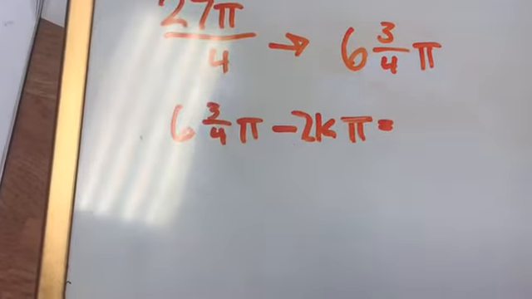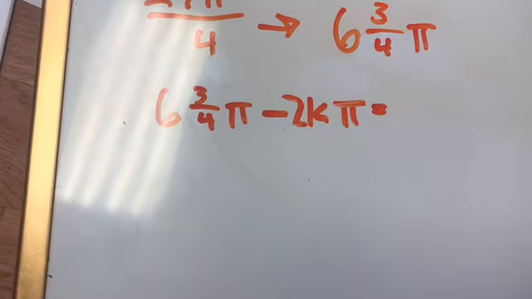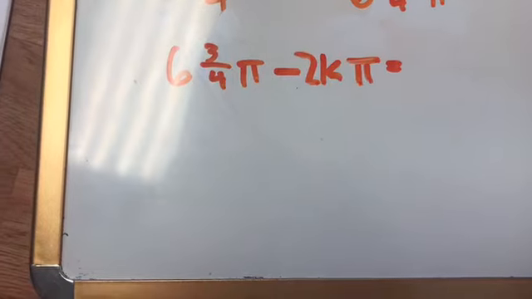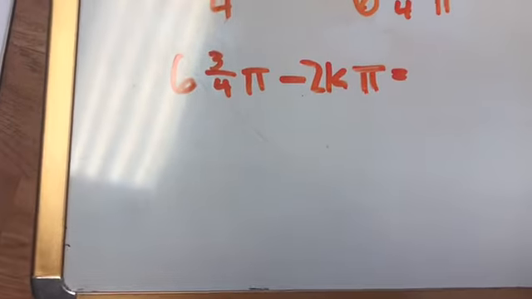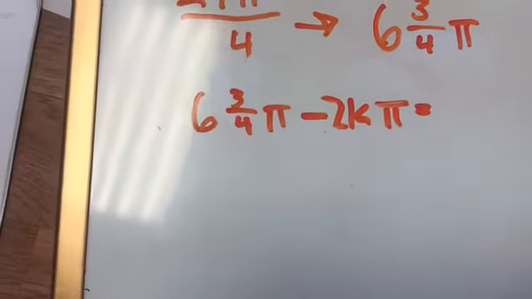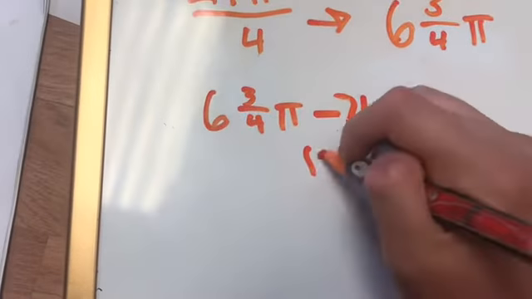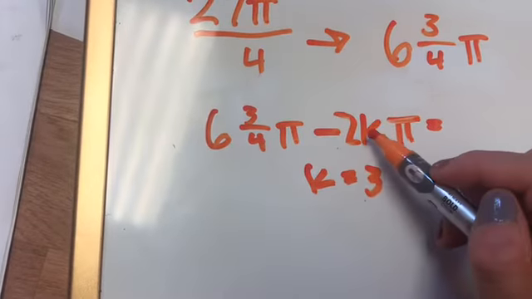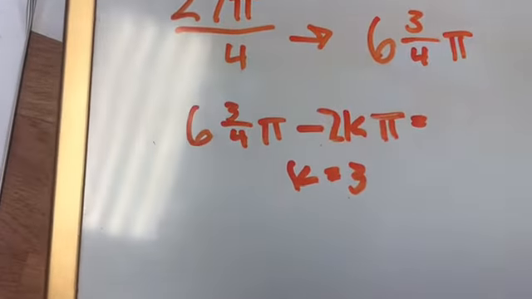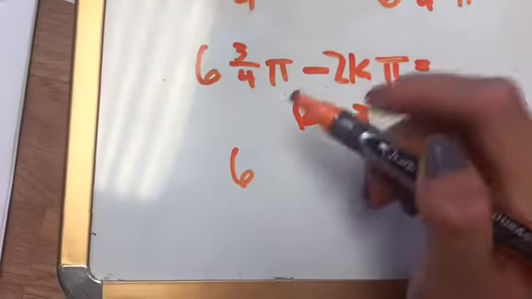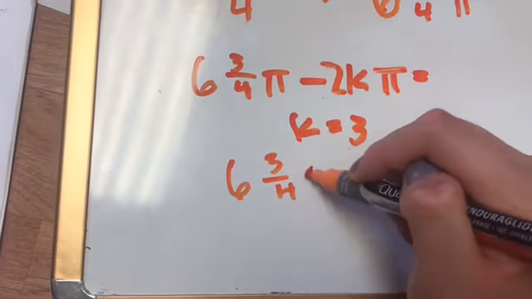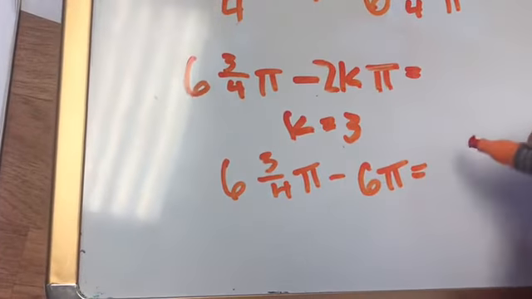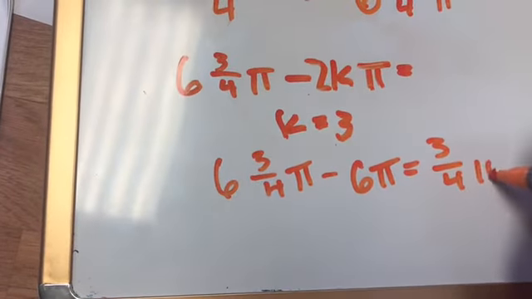And so where we're going to go from here is we're going to take 6 3/4 pi and subtract the largest possible multiple of 2 pi. Since we have 6, in this case we're going to have k equal to 3, because if k is 3, 2 times 3 is 6, and then we get 6 pi. So 6 3/4 pi minus 6 pi gives us 3/4 pi.